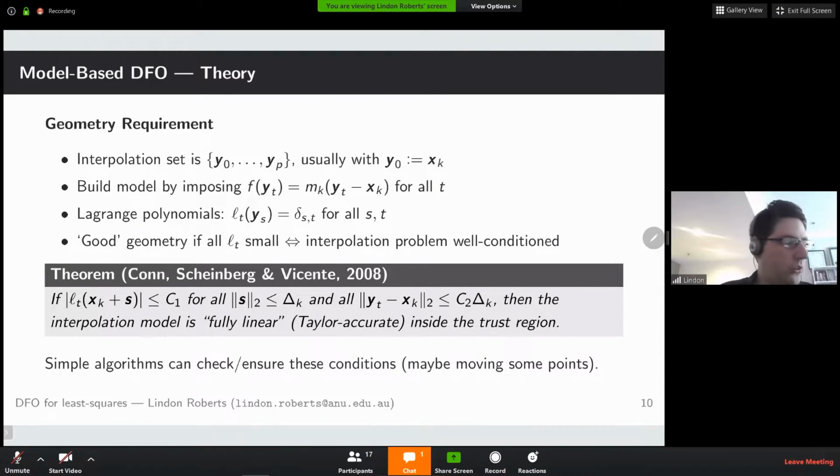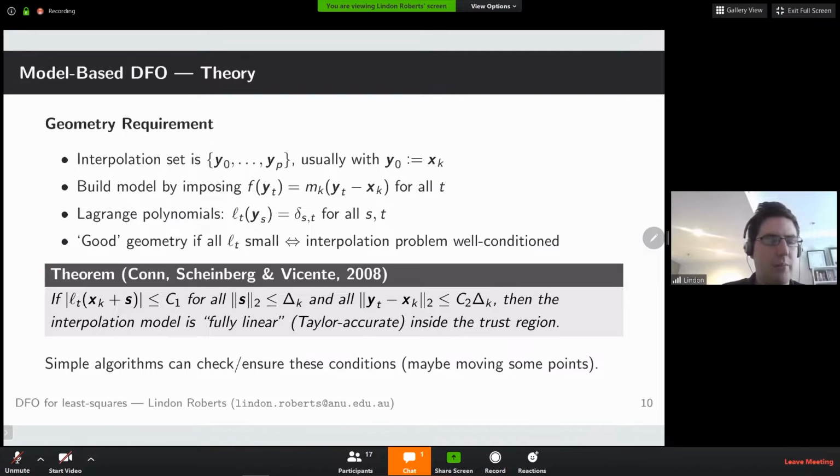Well, what we can do is build the Lagrange polynomials for each of our collection of interpolation points. And these are going to be the polynomials where if you evaluate them at your interpolation points, all of them evaluate to 0 except for one, which evaluates to 1. So you have as many Lagrange polynomials as you have interpolation points. And essentially the key idea is that you have good geometry if your Lagrange polynomials are small. Roughly speaking, you can think about that as the interpolation problem, which you could write as a linear system, for instance, being well conditioned.